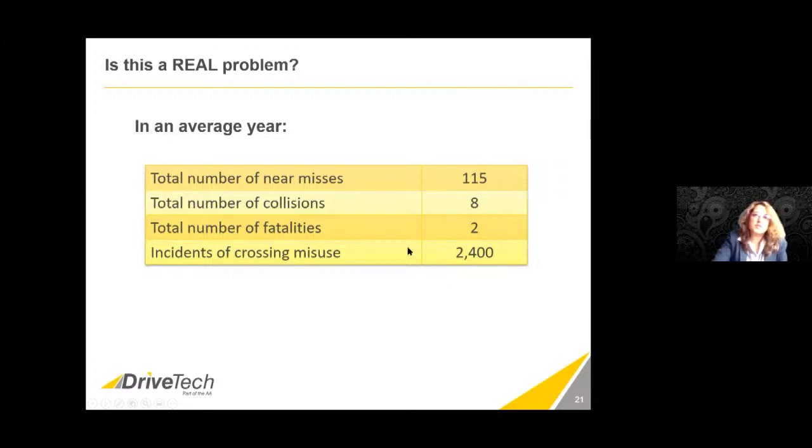But as far as I'm concerned, even one is too many. That is 2 families that have been affected by this death just because they couldn't be bothered to wait at the level crossing. It's a horrible way to lose your life, and the repercussions of this for the families are horrendous.